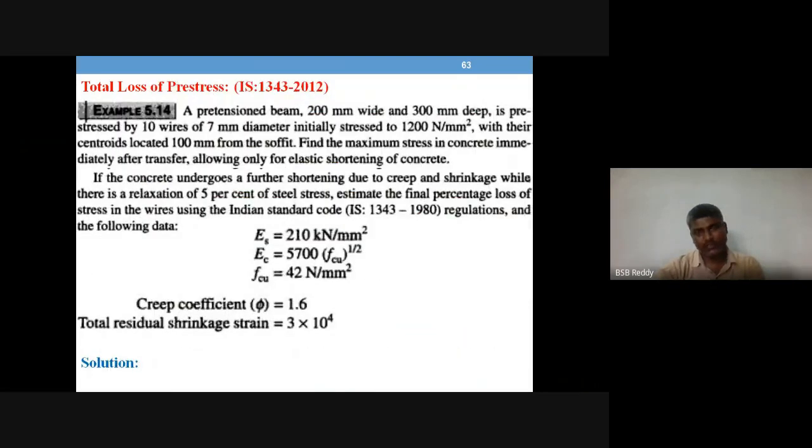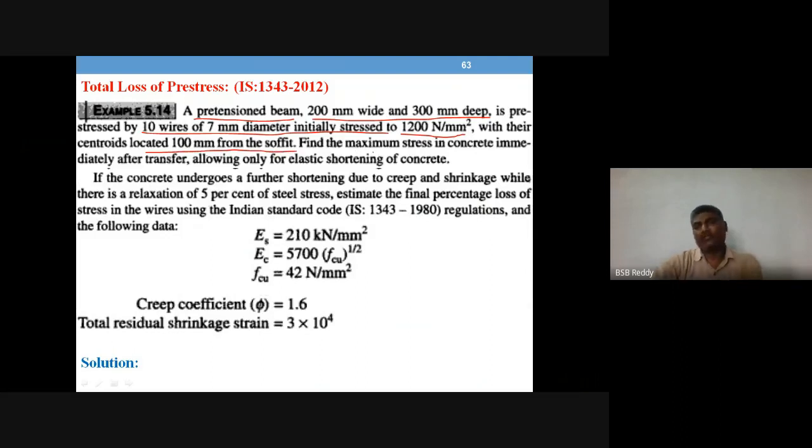Right. So let us calculate whatever calculations we have done independently, each category wise. Now we do all at once. Just taking an example, a pre-tensioned beam, 200 wide, 300 deep, is pre-stressed by 10 wires of 7 mm dia, initially stressed to 1200 Newton per mm square. The centroid is located 100 mm from soffit.